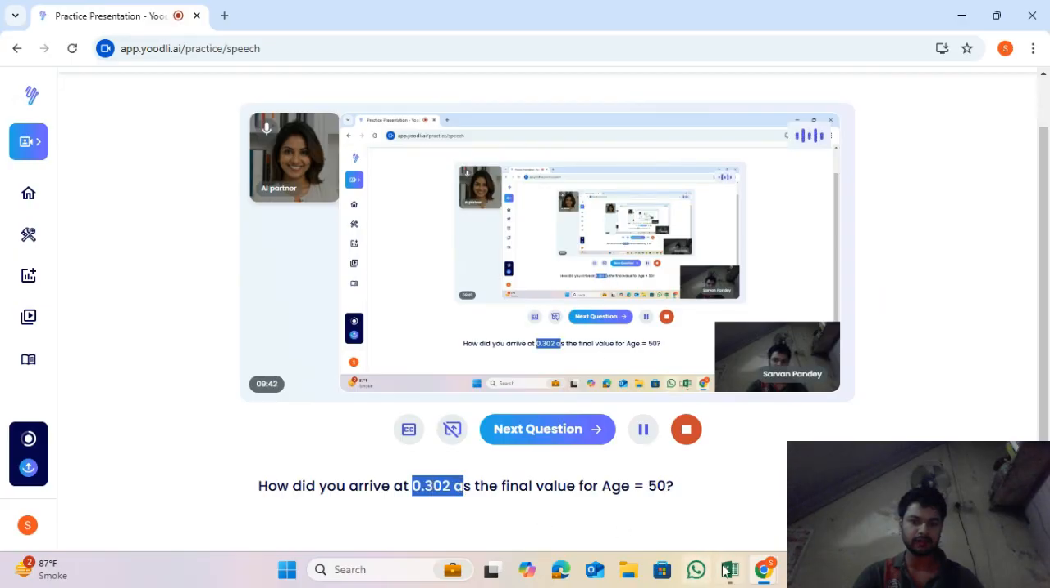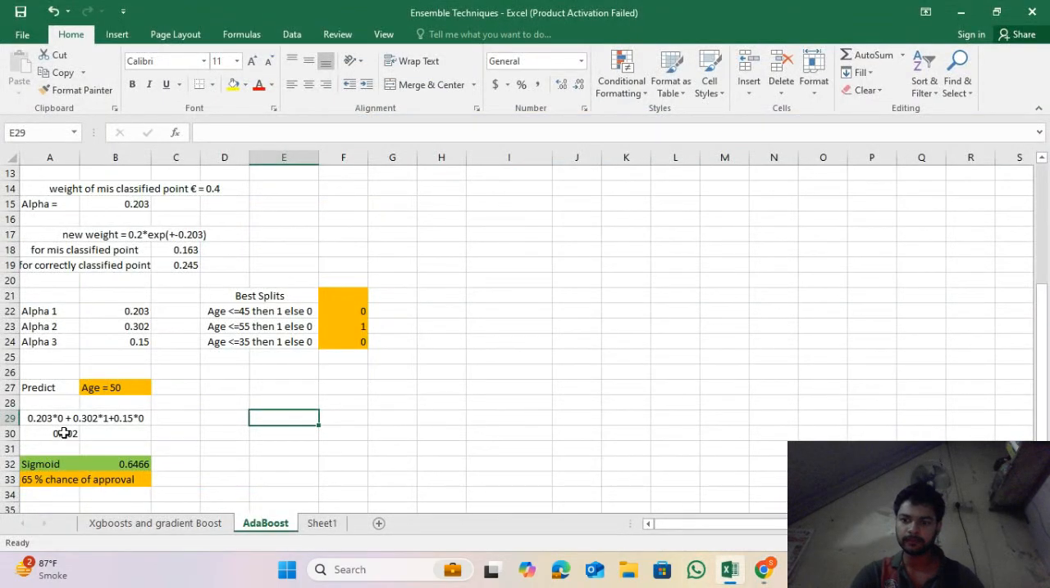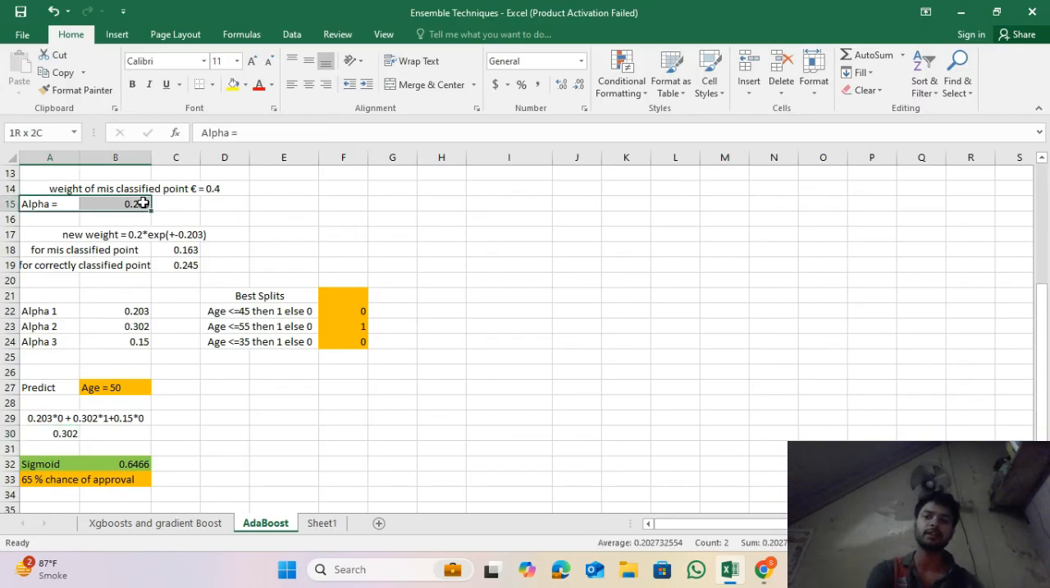How do you arrive at 0.302? First of all, you have several alphas. Alpha is calculated as shown here when you build several trees. In this case I have built only one tree, so I have shown it for only one. You can build it for 3.